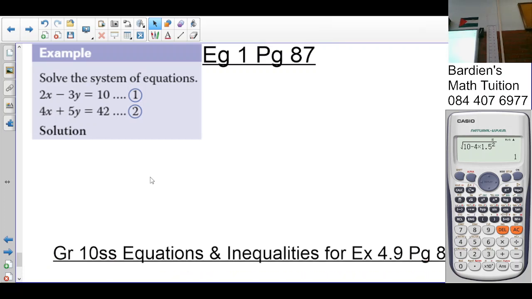Right. So it says solve the system of equations. We've got 2x minus 3y equals 10 and 4x plus 5y is equal to 42. Write this down quickly. We're going to do the sum together because we already know how to do simultaneous equations. Right, so we've got equation 1 and equation 2.